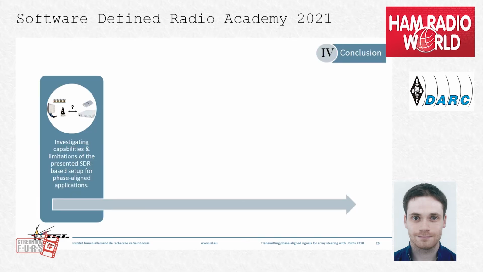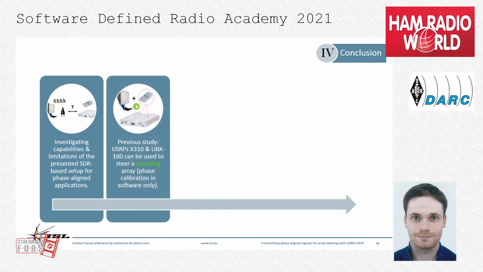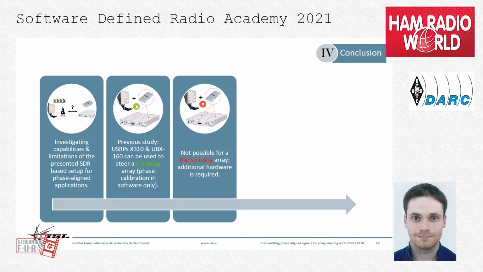So, the work in this presentation is part of an investigation on the capabilities and limitations of the commercial USRP X310s and the UBX160 daughter boards with regard to phase-aligned applications and especially antenna array steering. The case of a receiving array was investigated in a previous study and led us to conclude the commercial setup alone was enough if the condition of knowing the transmitter location before measurement could be met. However, the proposed software calibration procedure used for a receiving array does not enable array steering for transmission, which highlights another limitation of the setup.